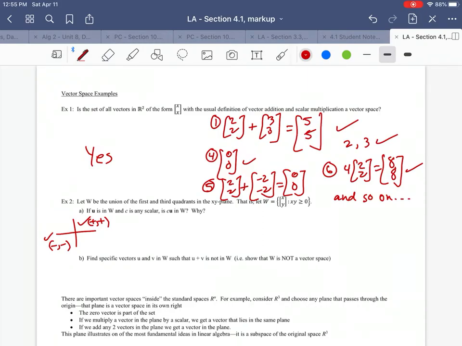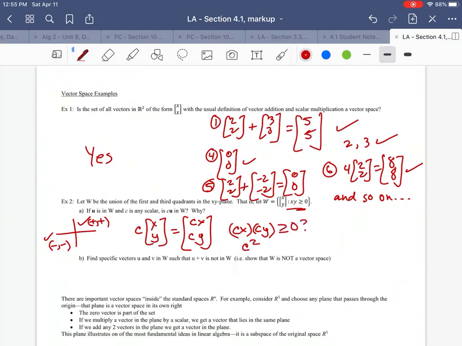All right, so part A: if I pick a vector that does this, and I multiply it by a scalar, is that in W also? So let's try it. Let's do C times a random X and Y, and so I would get CX and CY. Remember, this has to be true: if I multiply CX by CY, do I get something that's greater than or equal to 0? All right, let's check it out.